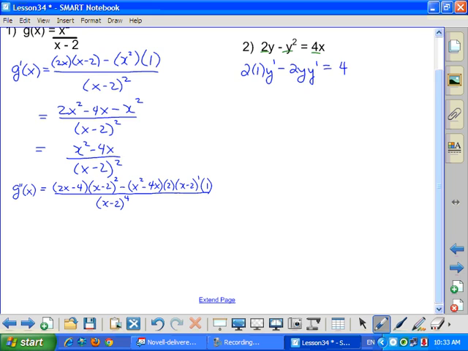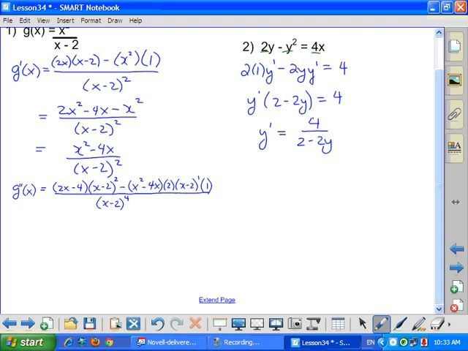So right now it's easier to get y prime by itself. I'm going to factor it out. So y prime equals 2 minus 2y, that's equal to 4. And I'm going to get y prime by itself now that I've gone the distance, 2 minus 2y. Now I'm going to take the derivative of that. So now I'm going to use the quotient rule.